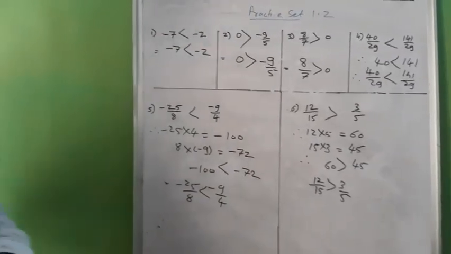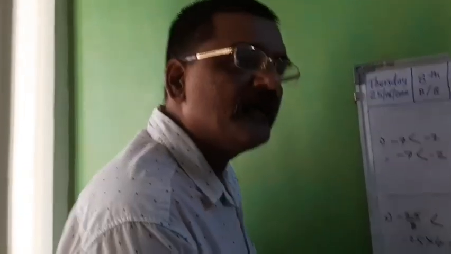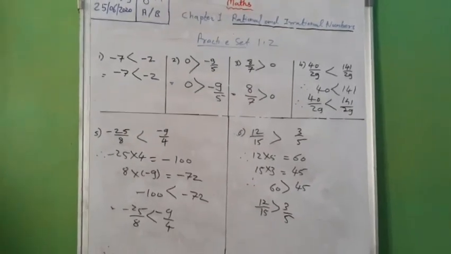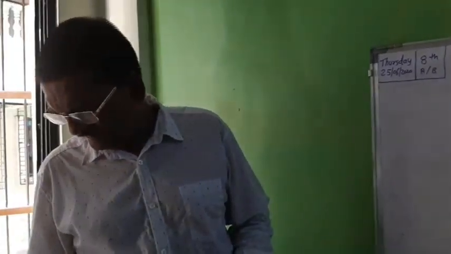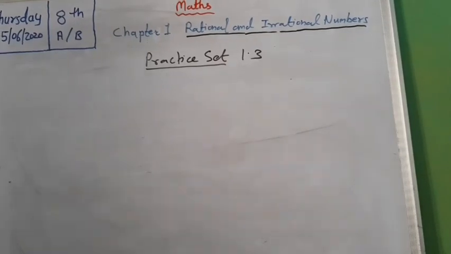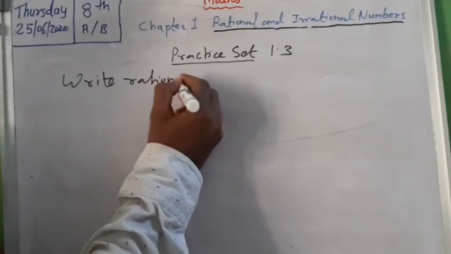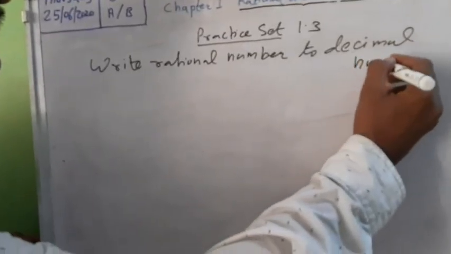And children, the recurring decimal fraction also belongs to the rational numbers. Now, we have to convert a rational number to a decimal number. Write: rational number to decimal number.